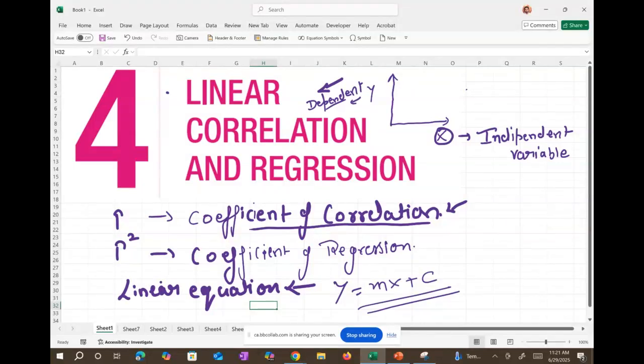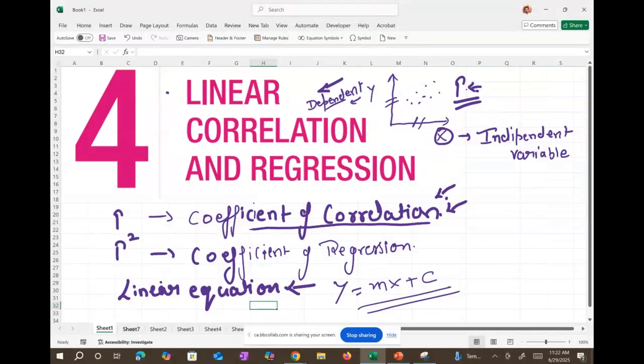So when you plot a graph between x and y values, from there you will be able to get some value of r. The r value will help us find out what kind of relation exists between the x value and the y value. Is it a strong relation between x and y value? Is it a weak relation? Is there no relation? Those things we can find out with the help of the coefficient of correlation.